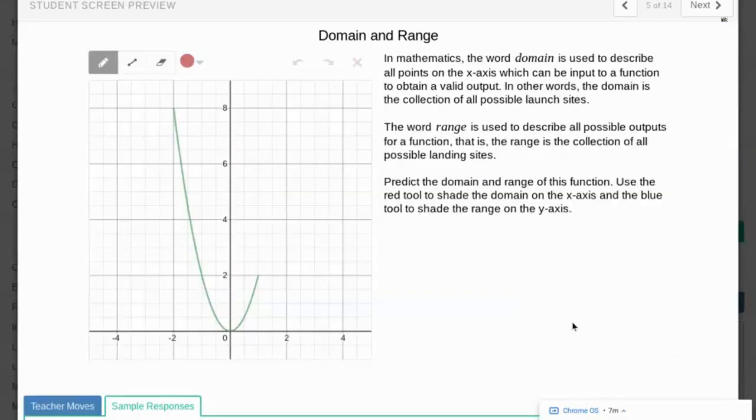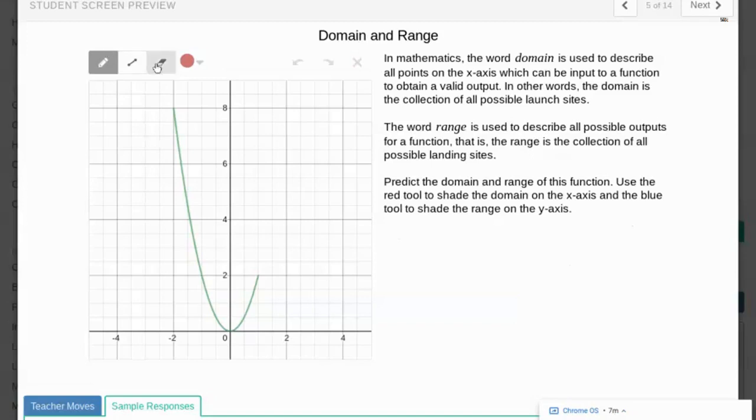A more formal definition. In mathematics, the word domain is used to describe all points on the x-axis which can be input to a function to obtain a valid output. So our domain is our input, our range is our output. The word range is used to describe all the possible outputs for a function. That is, the range is the collection of all possible landing sites. So for this one, we want to predict the domain and range of this function. We're going to use the red tool to shade the domain on the x-axis and the blue tool to shade the range on the y-axis.